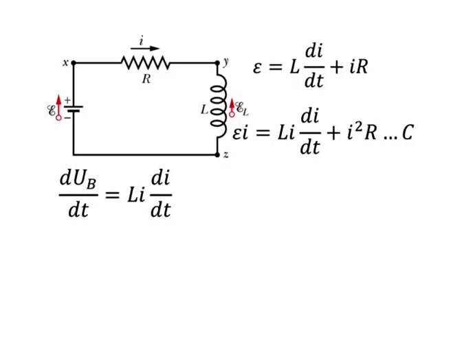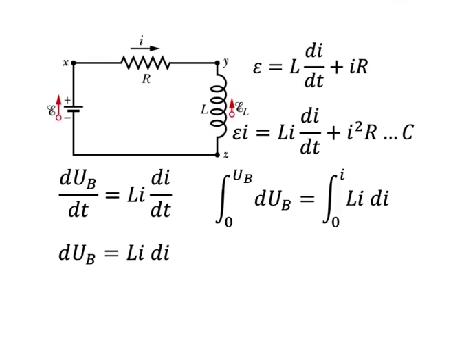Thus, dU_B/dt is equal to L i di/dt. We can write this as dU_B is equal to L i di. Integration yields the integral of dU_B from 0 to U_B is equal to the integral of L i di from 0 to i, or U_B is equal to half L i squared, which represents the total energy stored by an inductor L carrying a current i.